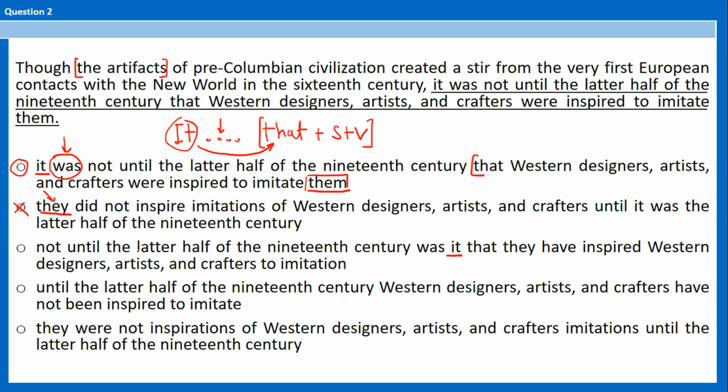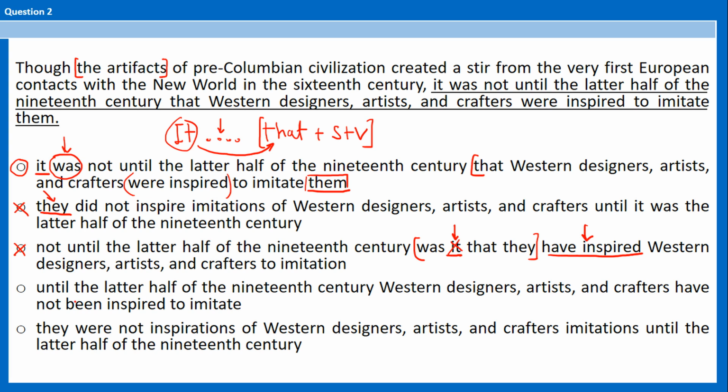In C you have not until the later half of the 19th century. Was it that they? That structure is wrong. Okay, it's ungrammatical. What is that it referring to? You see, this it doesn't have a reference. Also, using have inspired is present perfect, but I'm talking about the past, the later half of the 19th century. I need were inspired or something in the past, not have inspired.